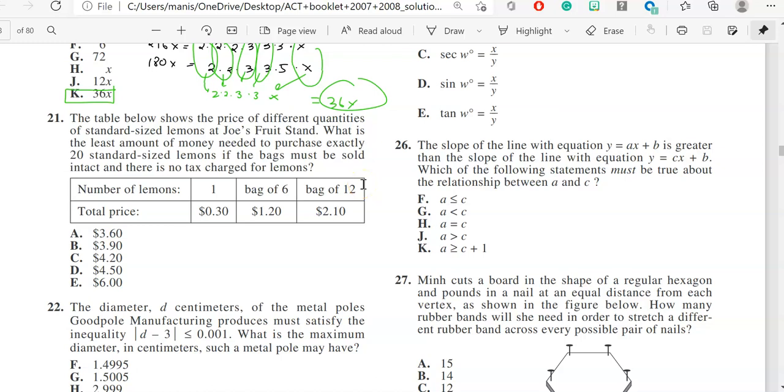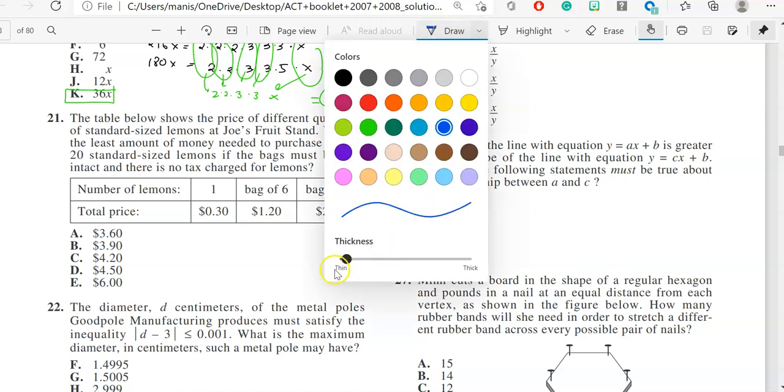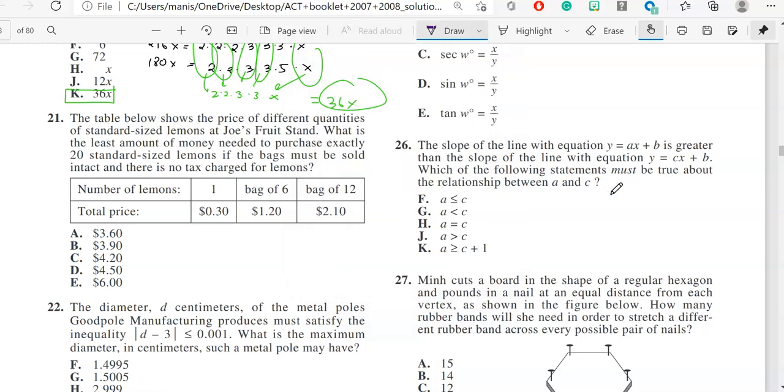Let's look at question number 21. Question number 21 says the table below shows the price of different quantities of standard size lemons at Joey's fruit stand. What is the least amount of money needed to purchase exactly 20 standard size lemons if the bags must be sold intact and there is no tax charge for lemons?